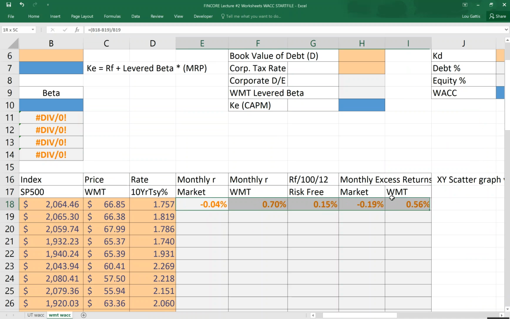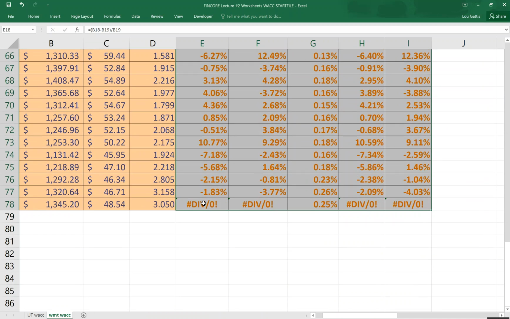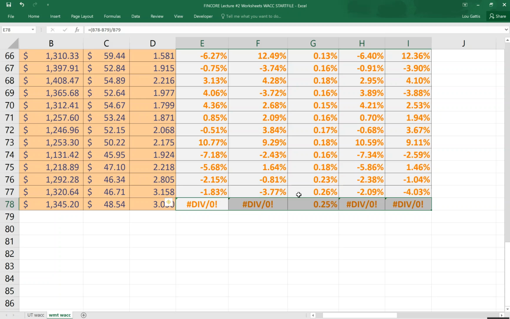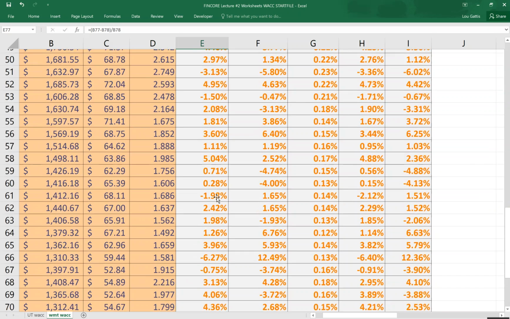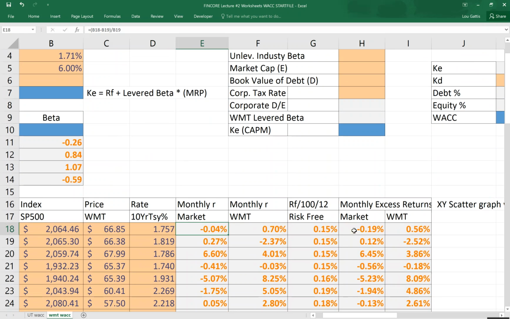Now I'm going to take these cells. I'm going to double click here to autofill it down to the bottom. But then I'm going to delete off the last row because I run out of prices, right? So I have about 60 prices here, but I can only get about 59 returns. So now I have the market and Walmart's excess returns.